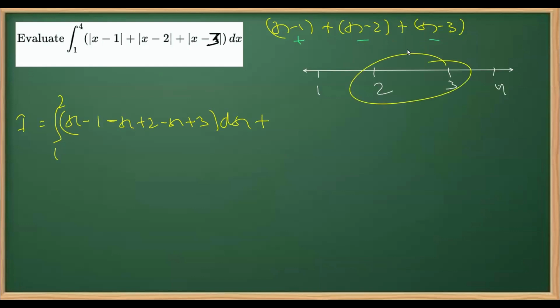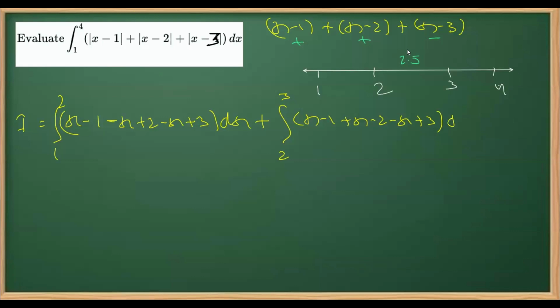Next limit is 2 to 3. For the limit 2 to 3, let's place 2.5 here. For 2.5, the first is positive, the second positive, and the third negative. So I'll write x minus 1 as positive, x minus 2 also positive, and the last negative, so negative x plus 3, all dx.